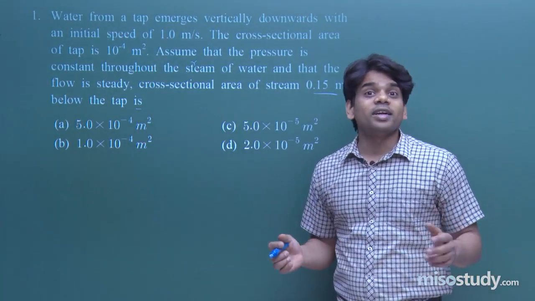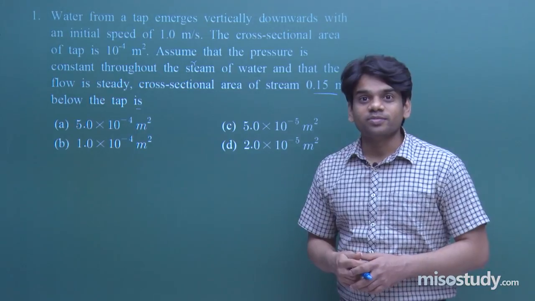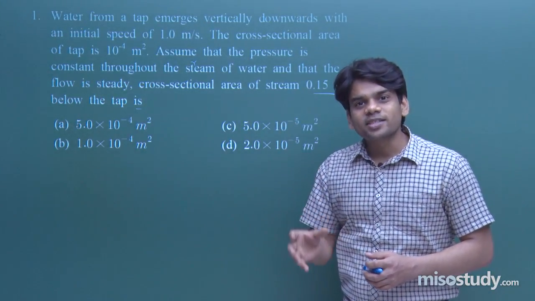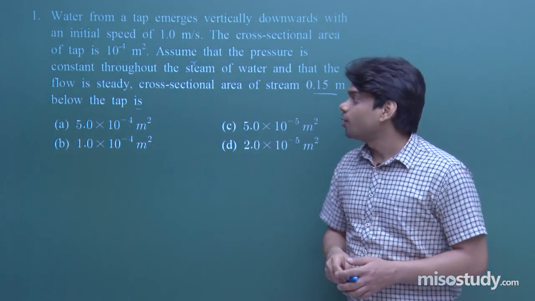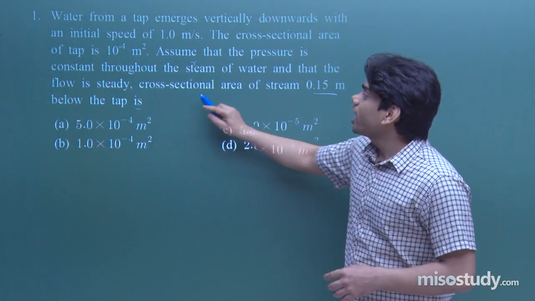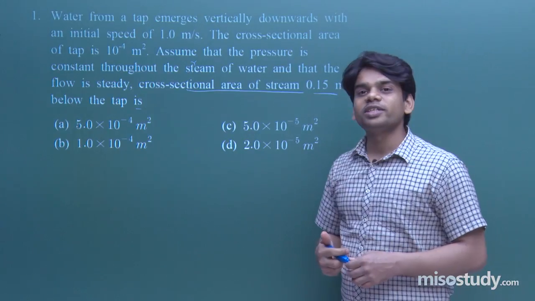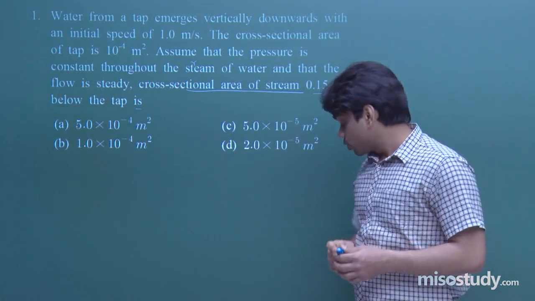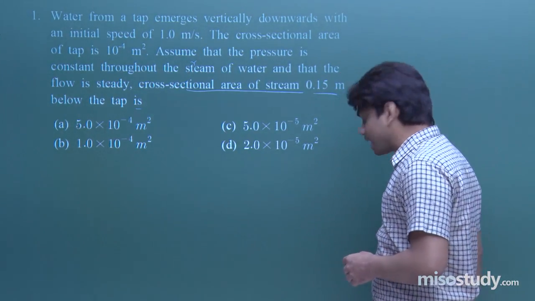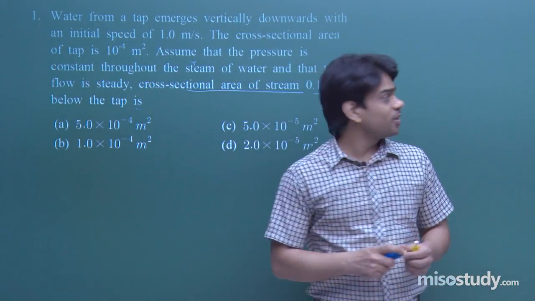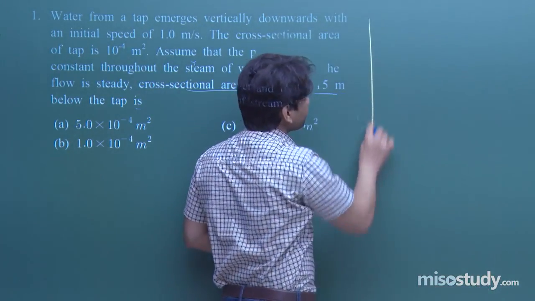So I believe that you have understood what the question is asking from us. There's a tap, water is coming out from the tap. We need to find out the cross-sectional area of the stream 0.15 meter below the tap. That is, if you see the tap and the running water that is coming out from the tap, this is the case.